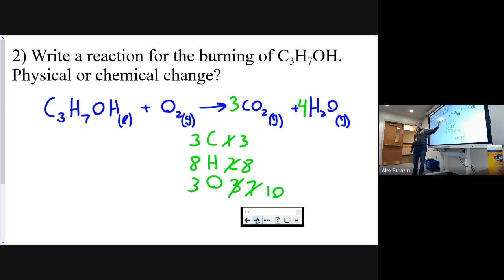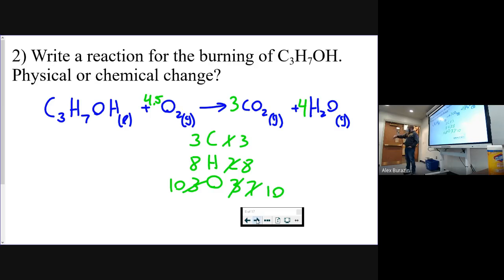Remember that whole 0.5 thing we did last year? Okay. I need 9 oxygens from this compound. If I put a 4 there, it's 8. If I put a 5 there, it's 10. So I'm going to use 4.5. When I do that, I've balanced my equation, but I can't leave it, right?